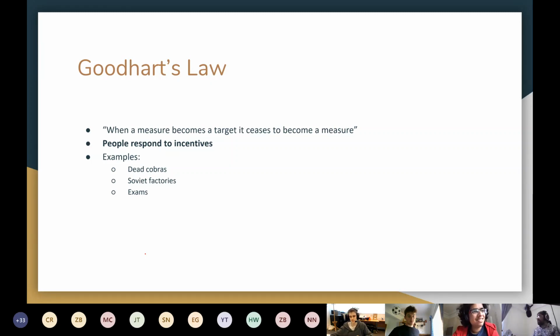There were instances with Soviet factories where they had quotas they had to fill for things like the number of nails they produced. But nobody specified the size of the nails, and they had limited resources, and so they made the smallest nails they could possibly produce. I think this comes up in exams.